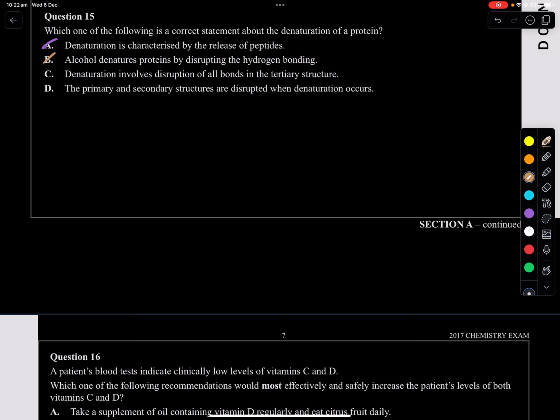Denaturation involves disruption of all bonds in the tertiary structure. Absolutely wrong. In the tertiary structure, what are the bonds? Well, we have hydrogen bonding. We have disulfide bonds. We have ionic bonding. We have quite a lot of ionic bonding. These are just the major ones.